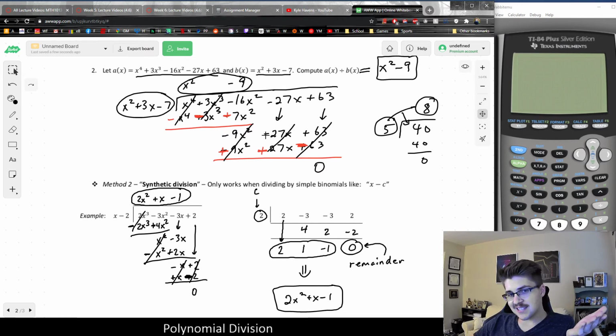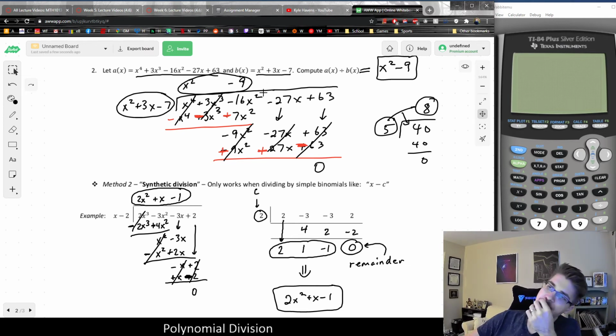But the weakness of synthetic division is, well, we kind of have to understand how to do it, obviously, and it only works when you're dividing by x minus c. So say I wanted to do problem number 2 up here, we cannot do this problem synthetically. It can only be done with long division. So long division is still necessary sometimes because synthetic division only works for dividing by degree 1 polynomials.